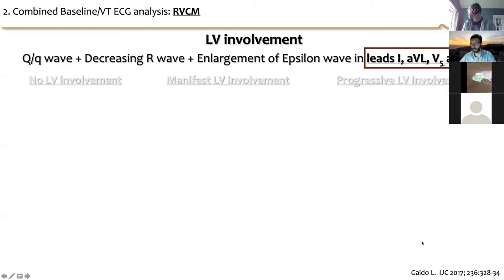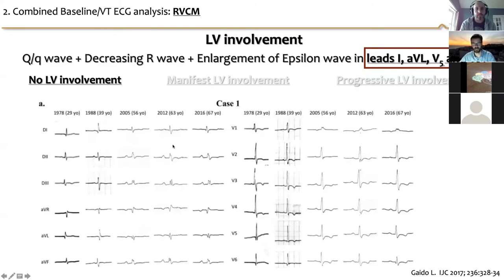This is an example published three years ago of three relatives with a confirmed disease, one of them without any change in the anterolateral leads, which are the ones you have to look at if you are looking for left ventricular involvement in the setting of right ventricular cardiomyopathy. In this first patient with RV affectation, only mild Q waves or decreasing R waves in these lateral leads were seen. This patient did not develop LV affectation over time.